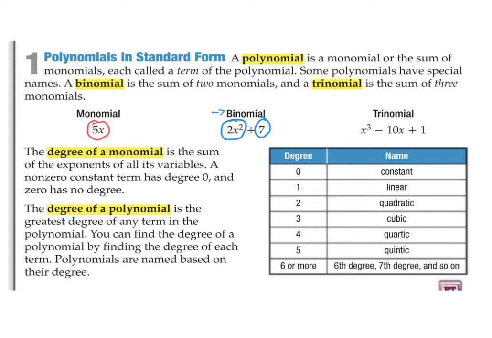Same thing goes for this one. Because we have x to the third, that is a term. Because we have 10x, that is a term. Because we have 1, that is a term. And because there are 3 of them, we can call it a trinomial. All of these are considered polynomials because poly means one or more.